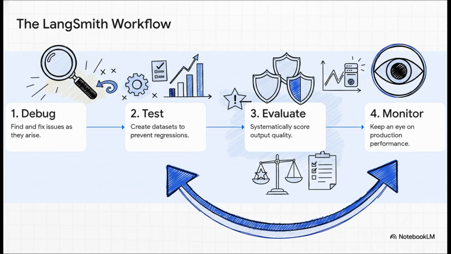The whole workflow it creates is this continuous loop, right? You debug problems when they pop up, you create tests to make sure they don't happen again, you evaluate new versions of your app against those tests, and then you monitor everything once it's live in production. It's a cycle that's all about constantly making your application better and more reliable.